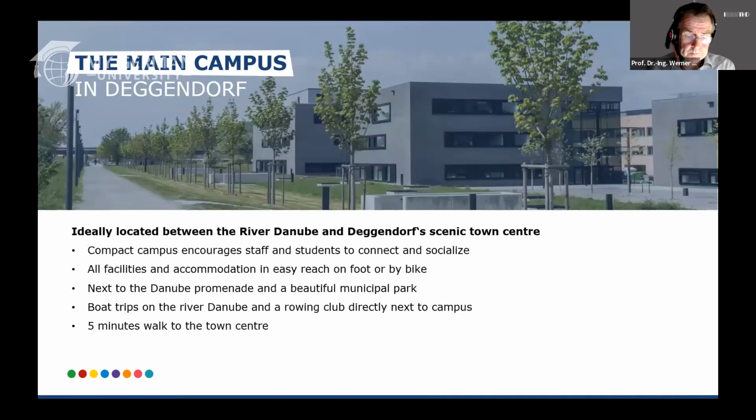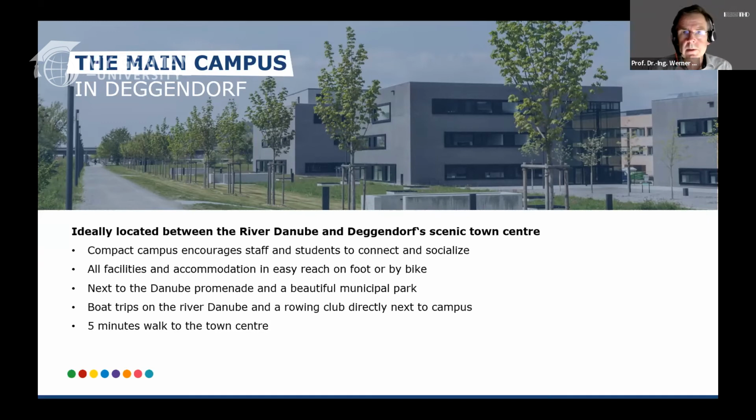Well, here you see a photo of the main campus in Deggendorf. It is located between the Danube River and the town center of Deggendorf. Deggendorf is actually a town having about 30,000 inhabitants.